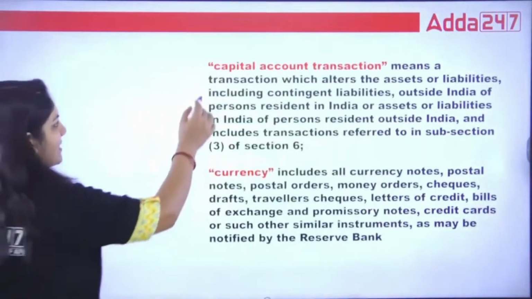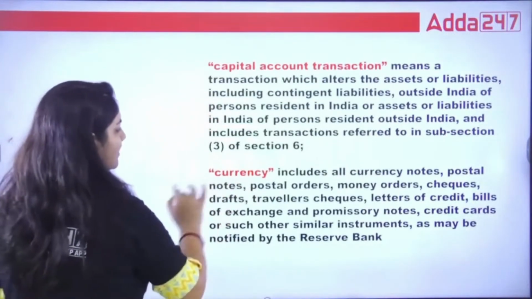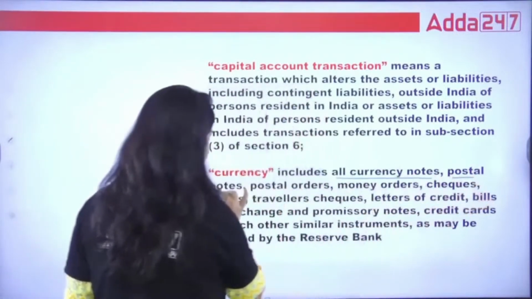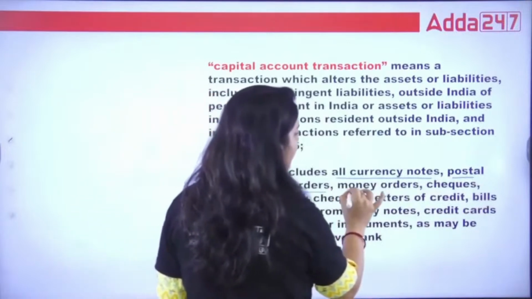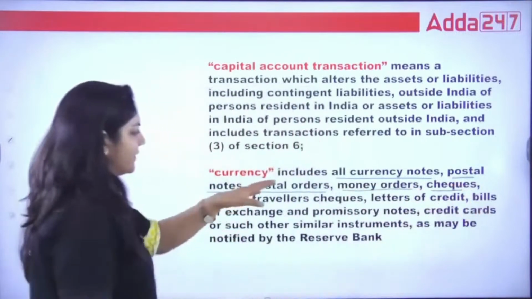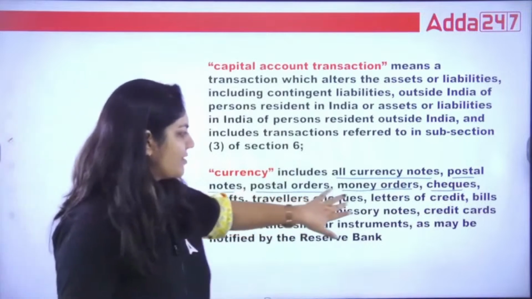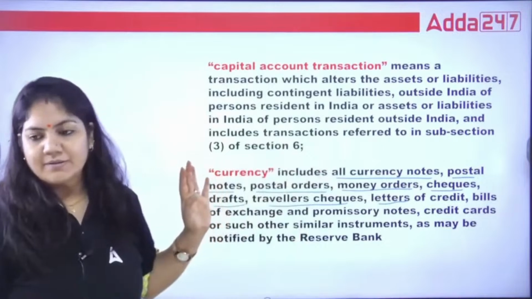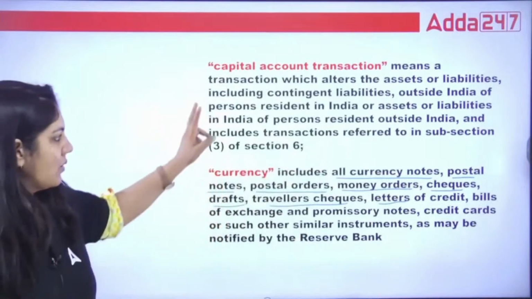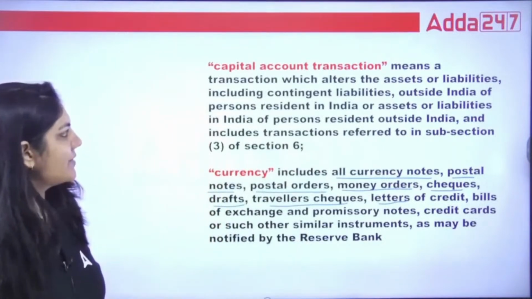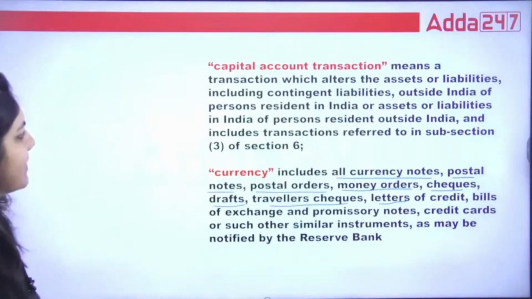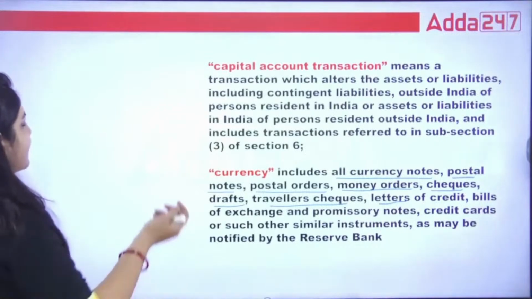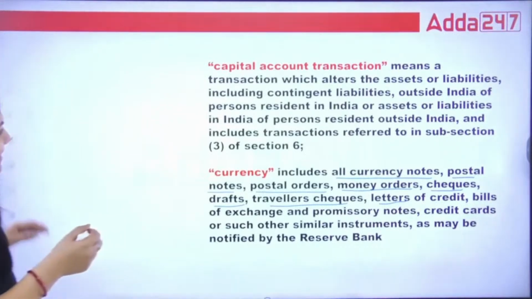What is capital account transaction? And first of all, what is currency? So currency includes all currency notes, postal order, money order, check, draft, traveler's check, letter of credit, everything is included in the term currency. What is capital account transaction? The capital account transaction is basically, there are two types of transaction. The first is capital, the second is current.